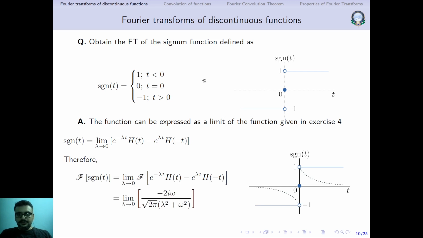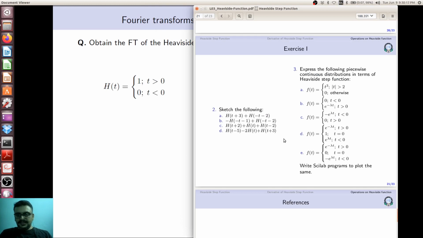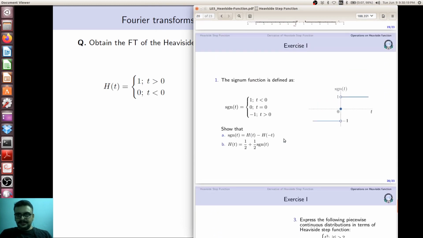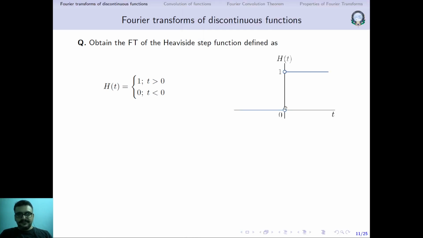We can find out the Fourier transform of the Heaviside step function using the Signum function itself, because of this reason. I had given an exercise in the previous lesson. One of the things that I had asked you was to express the Heaviside step function in terms of the Signum function, right? So we can find the Heaviside step function in terms of the Signum function. And then it's just a matter of taking the Fourier transform on both sides. That will give us directly the Fourier transform of the Heaviside step function.